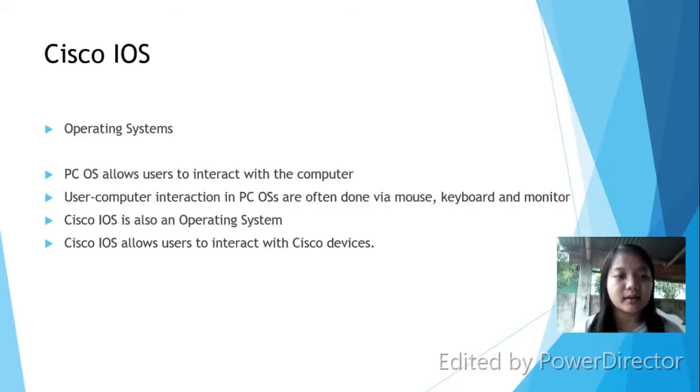The Cisco IOS is an operating system. The PC OS, or operating system, allows users to interact with the computer. User-computer interaction in a PC OS is often done by mouse, keyboard, and monitor. The Cisco IOS is also an operating system. The Cisco IOS allows users to interact with Cisco devices.